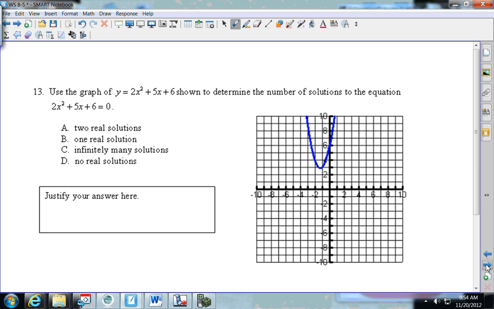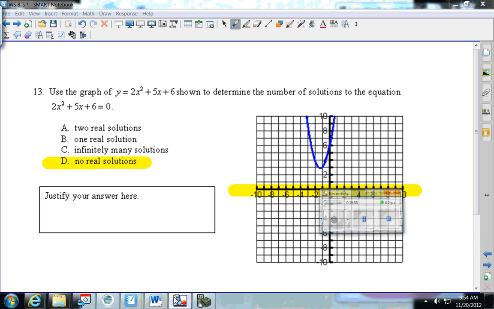The next one, it gives you a graph, and it says determine the number of solutions for the equation. Well, does this one touch the x-axis? No, it does not. If it does not touch the x-axis, there are no real solutions. That's what your answer should be.